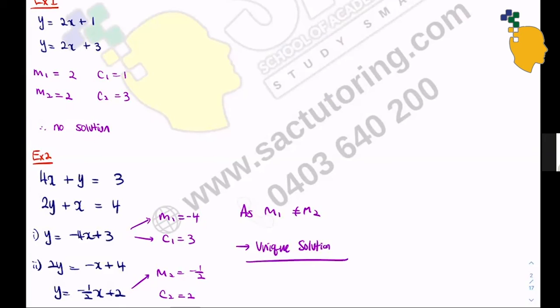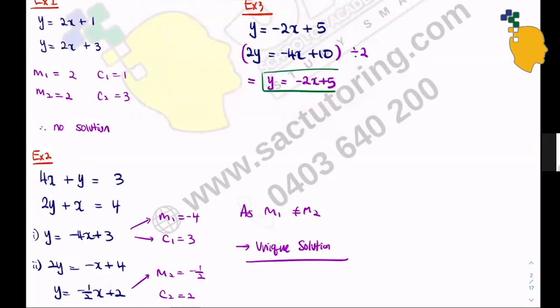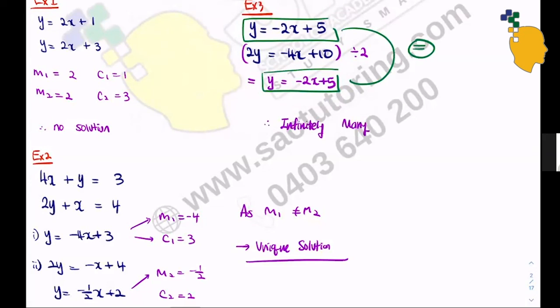The last example here is y equals negative 2x plus 5 and 2y equals negative 4x plus 10. If you divide every single term of the second equation by 2, it will become y equals negative 2x plus 5, which is same as the first equation. As they are the same equations, they will have infinitely many solutions.